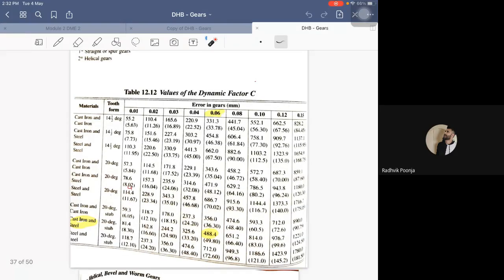You have fixed upon the material, cast iron and steel, and you have fixed upon the gear tooth, which is 20 degree stub, isn't it? Now the only thing you have to fix upon is the error. So you have fixed upon 0.06, then you will come back here and pick this particular value. This is how you will do it with the table.